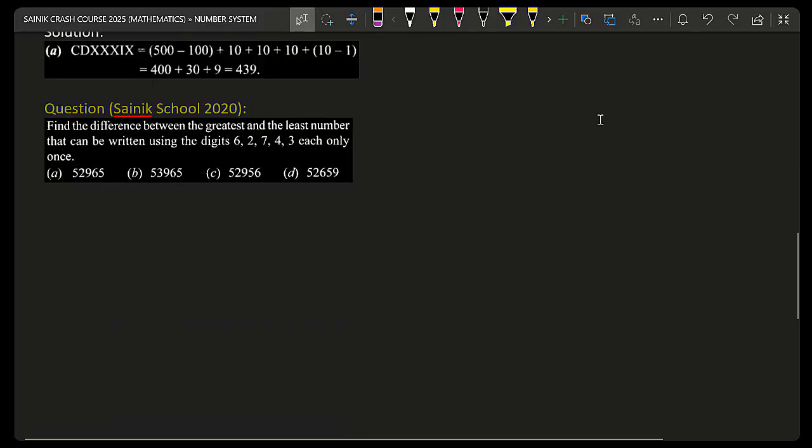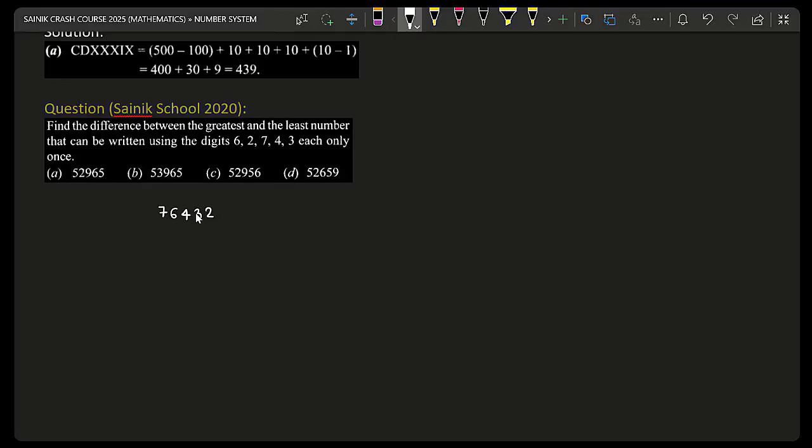Harshvardhan, can you give me the answer? Okay, sir. First read the question. Sir, find the difference between the greatest and the least number that can be written using the digits 6, 2, 7, 4, 3, each only once. Okay. Using these digits, what is the greatest number that you can write? 76,432. Yes, the greatest number we can write. So to get the greatest number, we will arrange the digits in ascending order or the descending order?